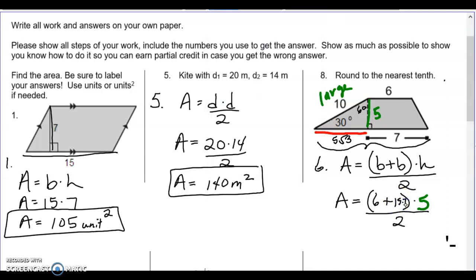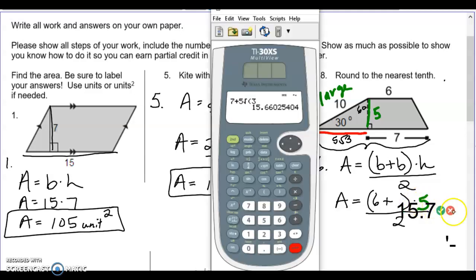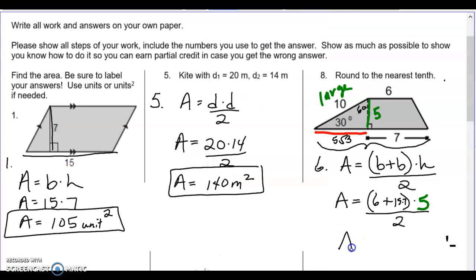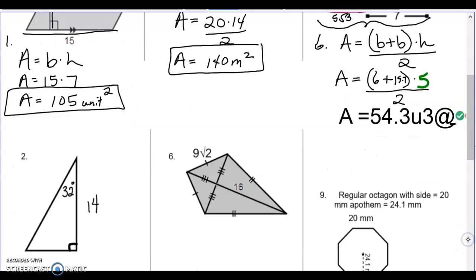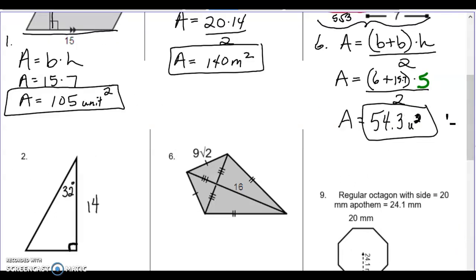All right. So just make sure that when you're doing the area, once you have everything filled in, you add the bases together first. So my 15.7 plus the 6, the bases added together is 21.7, times my height, which is 5, and then divide by 2. So 54 point, and we're always going to round to the nearest tenth, so 54.3 units squared. All right, so that's finding a kite, a parallelogram, and a trapezoid.